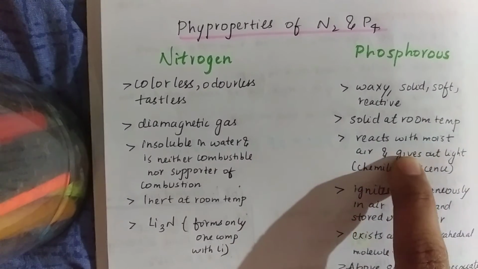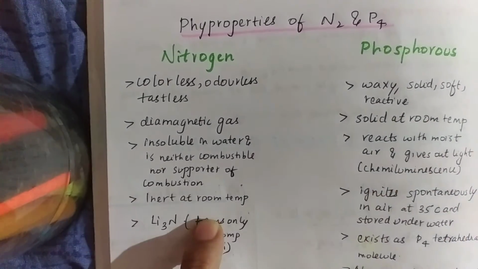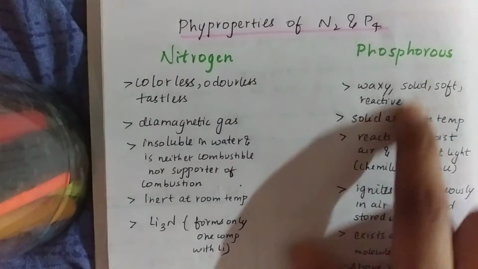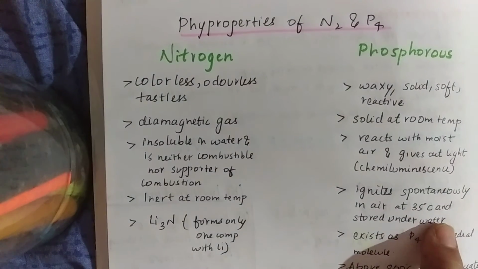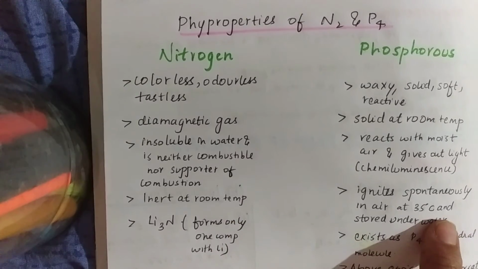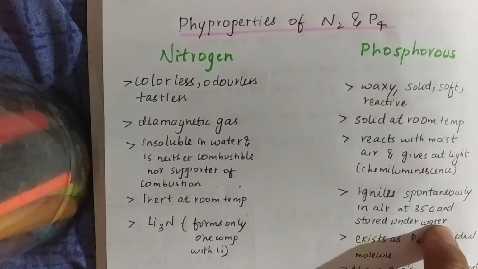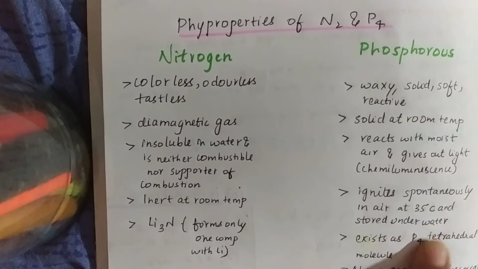And phosphorus reacts with moisture and gives out light, so this is chemiluminescence. Nitrogen is inert at room temperature. And phosphorus ignites spontaneously in air at 35 degrees Celsius, and is stored underwater to avoid its reaction. So it is highly reactive. That's why it is stored underwater, because it's highly reactive with air.